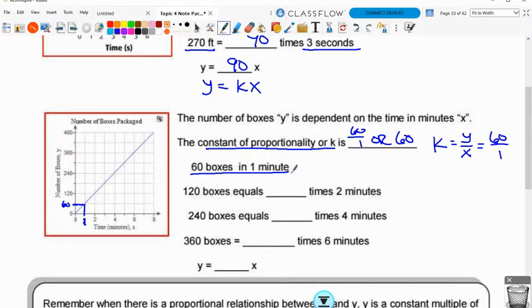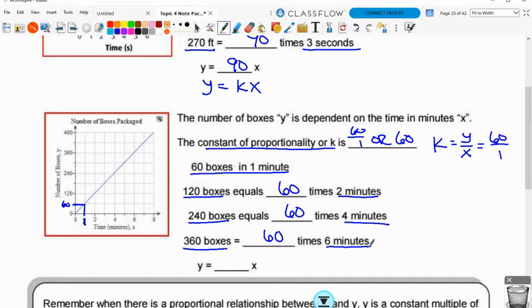That means that they can package 120 boxes in 2 minutes, and they get that by taking k, which is 60, and multiplying it times 2. 60 times 2 is 120. They can package 240 boxes in 4 minutes. And again, you take k, which is 60, and multiply it by 4. 60 times 4 is 240. 360 boxes equals 60 times 6 minutes. They package 360 boxes in 6 minutes.